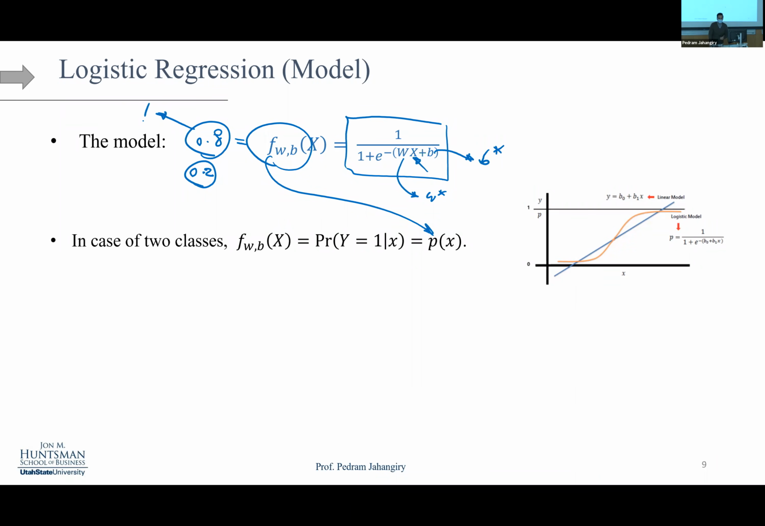Classify them as 1. If it is less than 50%, classify them as 0. So there's an extra step involved in logistic regression to become a classifier. You have to define that threshold. This is important. By default, that threshold is 50%. But we're going to talk about it.